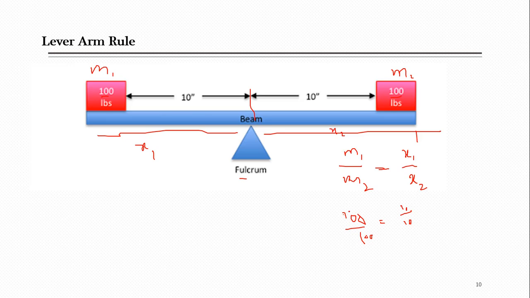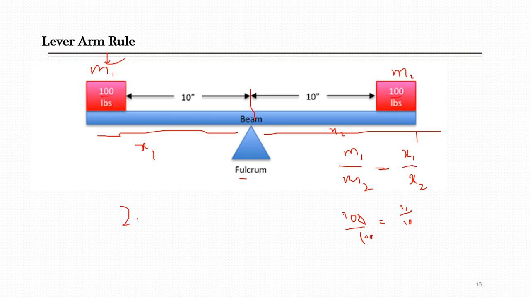Suppose now I change one of these masses and want to check the effect on these distances. Suppose you bring a 200 pound mass on this side. Now definitely the balance is shifted, and this side will move downward because the mass is higher. Now we want to calculate at which distance this mass should be placed to keep the system in balance.